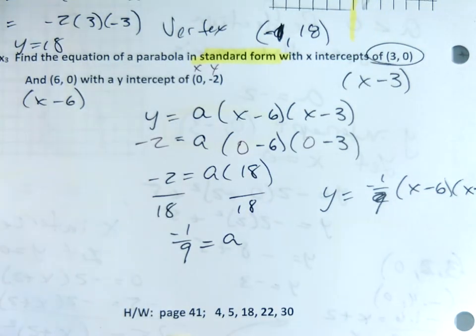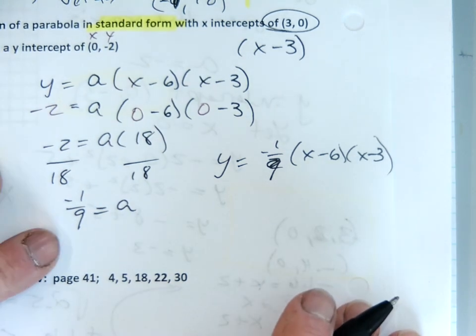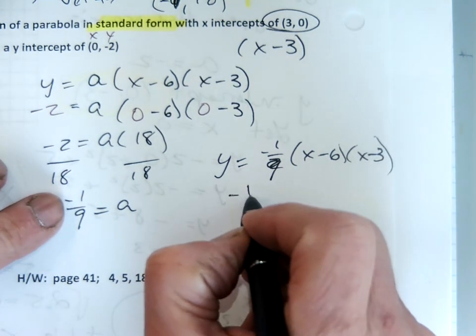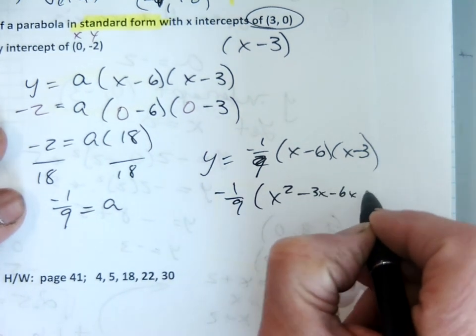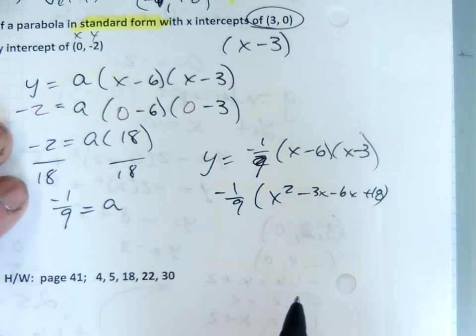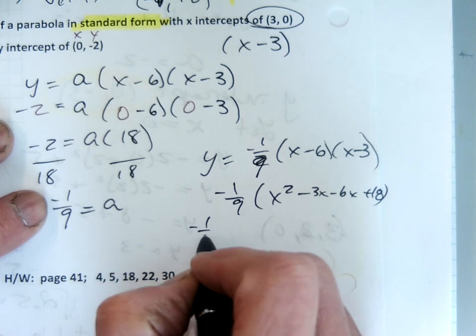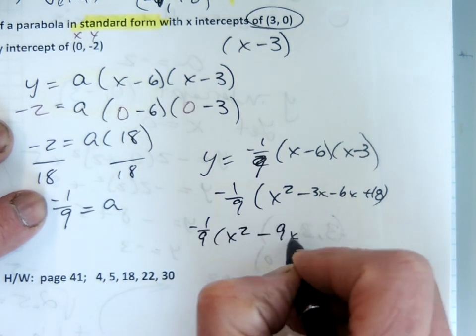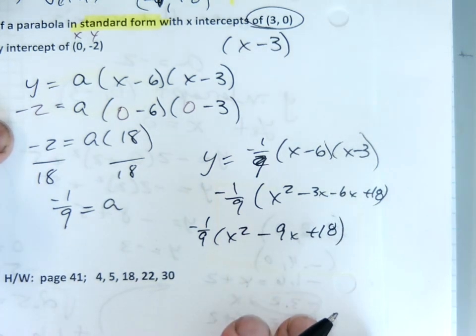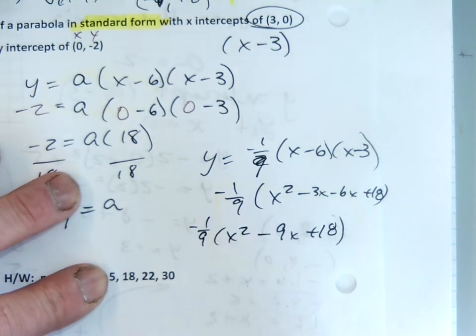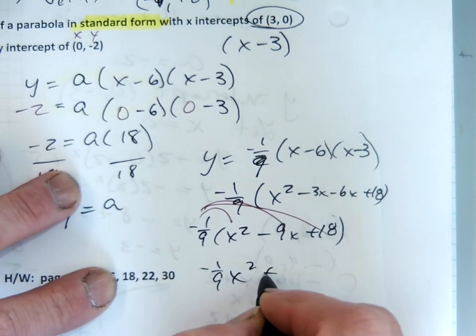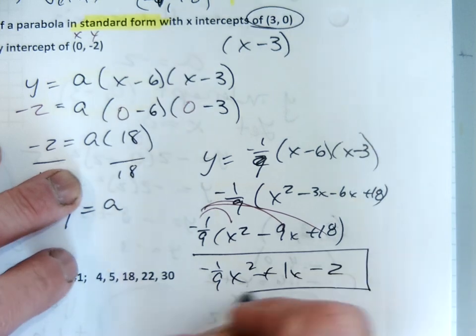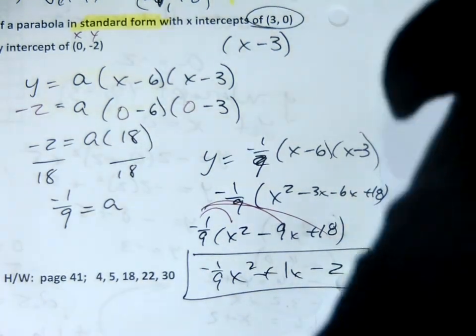Well, FOIL. You guys okay with FOIL? So let's fix it. Let's FOIL it. I'm going to leave the negative 1/9 out here for a little bit until I get done FOILing. x squared minus 3x minus 6x plus 18, right? Negative 1/9 times x squared minus 9x plus 18. Okay, I've got to multiply through. Well, this is going to turn out nice. I like this one. I'm going to get negative 1/9 x squared plus 1x minus 2. There we go. Okay, that's what I got for you.